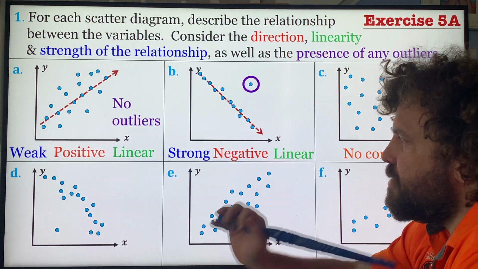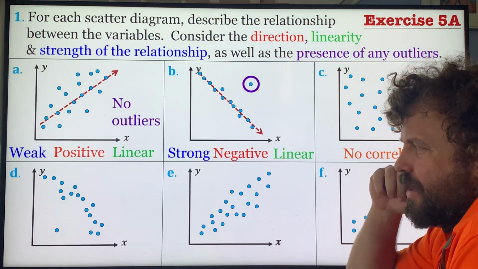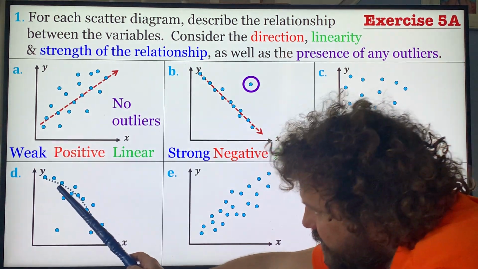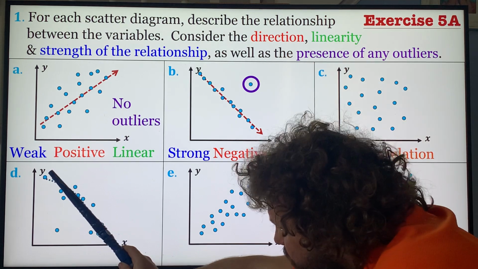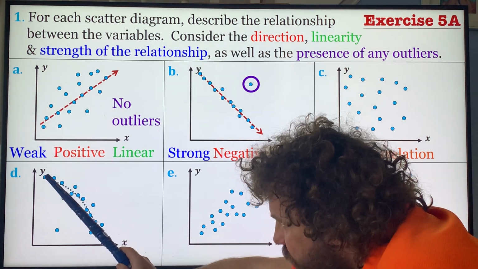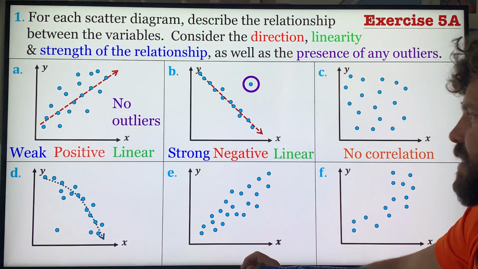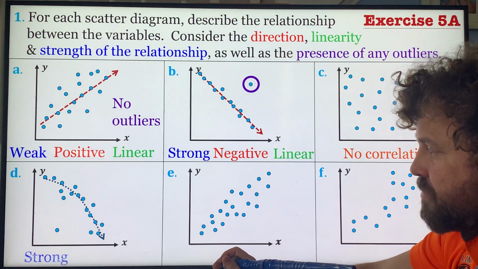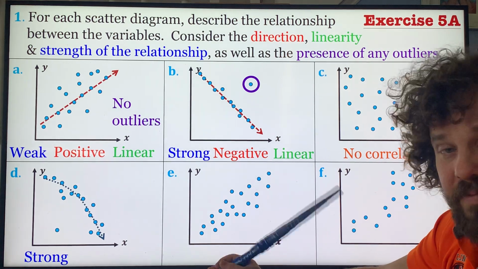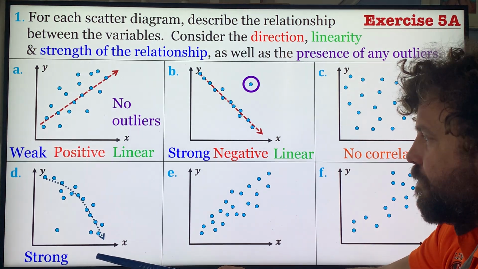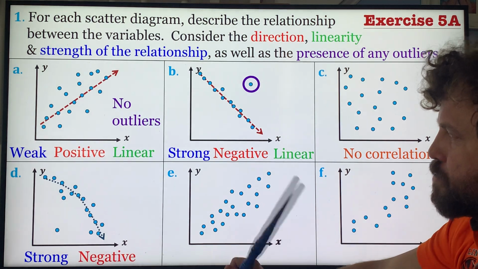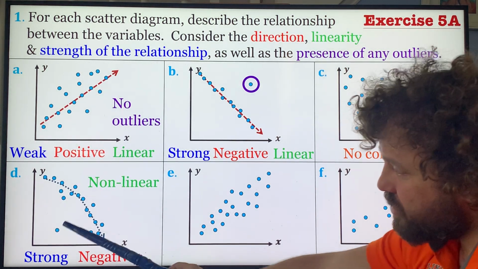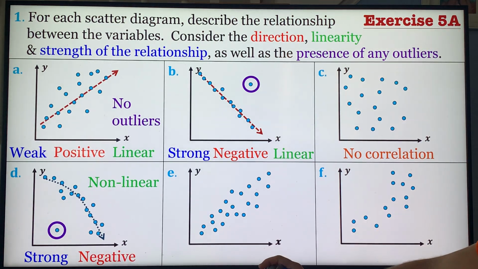D. Oh. This one might get you. I have it going a little curvy here, because if I try to go this straight, it looks like there's way too many things on top and bottom. Can't be like that. So first off, I think that's kind of strong. What do you think? Yeah. And I forget the answers here. So, okay, it's going down, so it's negative. Is it linear? No, it's non-linear. And are there any outliers? Right there, there's an outlier.